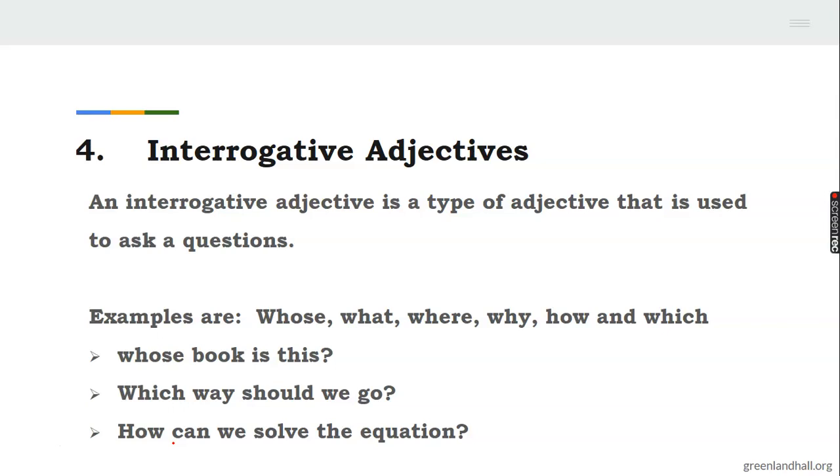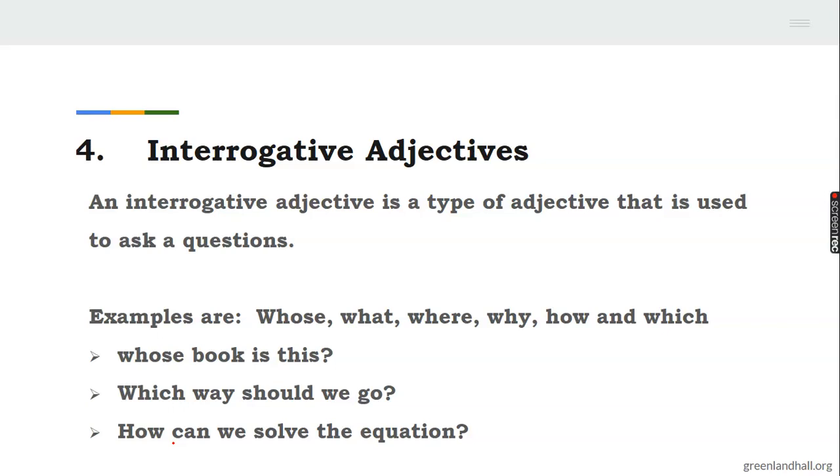The next one, interrogative adjectives. An interrogative adjective is a type of adjective that is used to ask questions. So when you hear interrogative, it has to do with asking questions. And so interrogative adjectives are the type of adjective that are used to ask questions. Alright? Now let's look at examples.